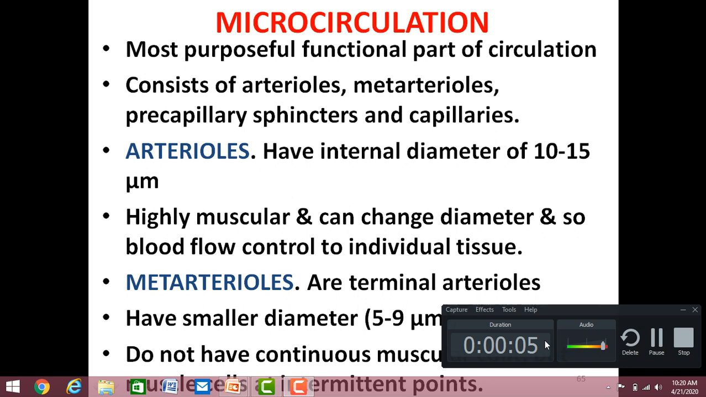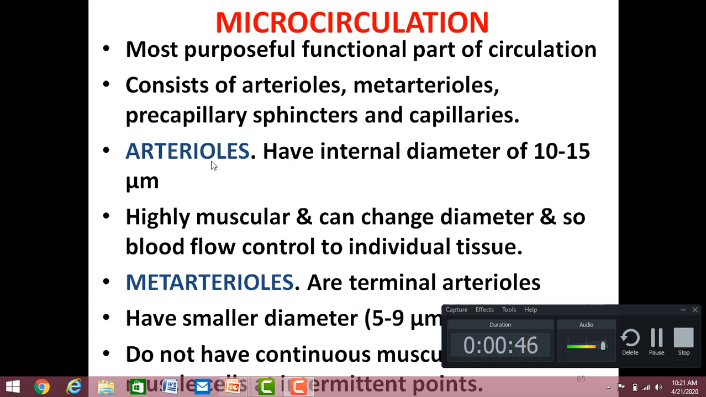Now today we are going to study an important chapter, that is microcirculation. This microcirculation is the most important and purposeful part of the circulation where the function of circulation is served, and that is the filtration and absorption of fluid and other electrolytes and nutrients to and from the blood vessels. Now this microcirculation consists of: number one is arterioles, second is the metarterioles, third is the precapillary sphincters, and fourth one is the capillaries. So these are the four parts of the microcirculation.